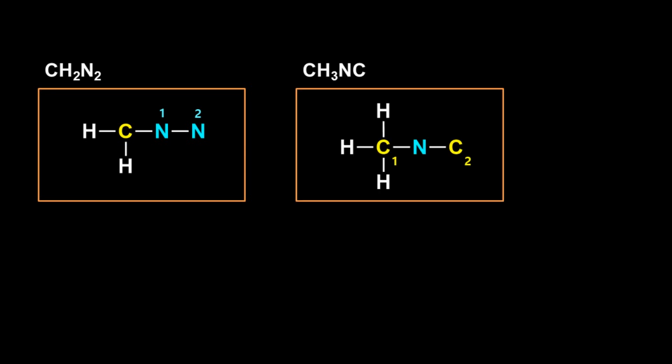Now let's look at methyl isocyanide. We'll start by placing a carbon atom, let's call it C1, at the center. Then we attach three hydrogen atoms to C1, just like we would for a methyl group.